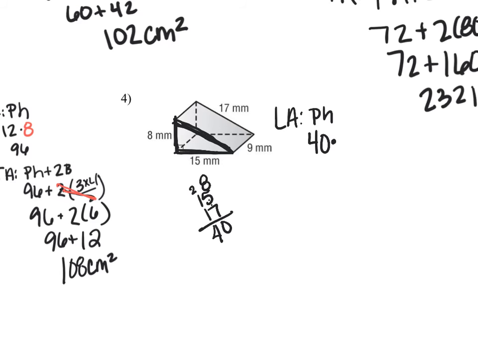Okay, what's the height? The height is from triangle to triangle, which would use that 9. 40 times 9 is 360. So that's my lateral surface area. Yes? No? Okay.